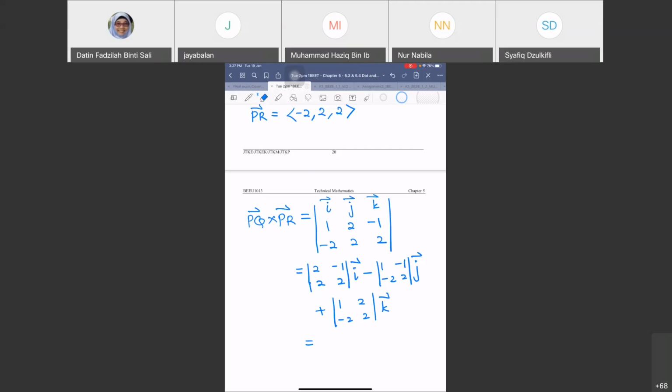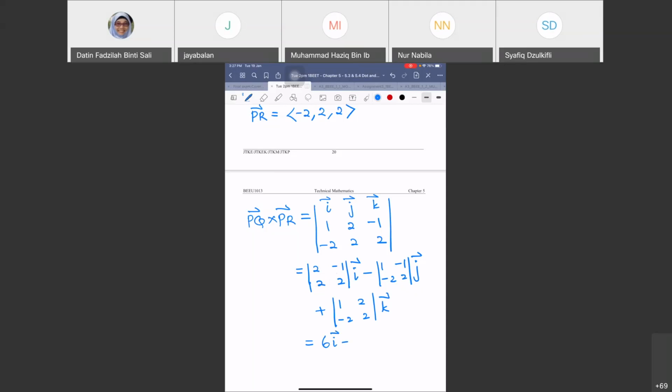You can just compute this, either with a calculator or in your head. But again, don't make a mistake in finding the determinant. It has to be the product of the main diagonal first, then you subtract the other product. Don't do it the other way around, or definitely it will be wrong. So here you have 4 minus minus 2, so that is 6, so it is 6i.